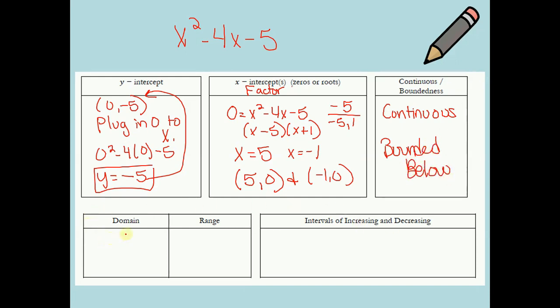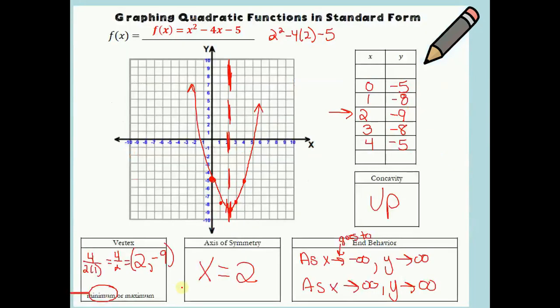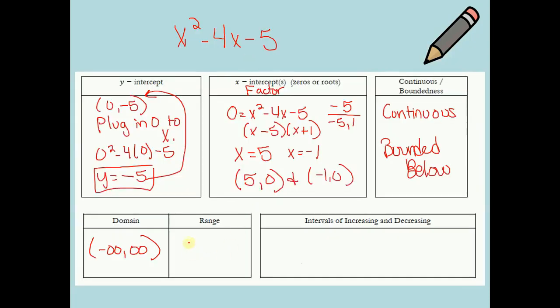Okay. Domain, looking at my graph, I'm able to go all the way to the left and all the way to the right, right? No problems on our x values. So I have negative infinity to infinity for my domain. And then range, looking bottom to top. The lowest I can get down to is negative 9, and the highest I can get is positive infinity. So I have negative 9 to infinity for my range.